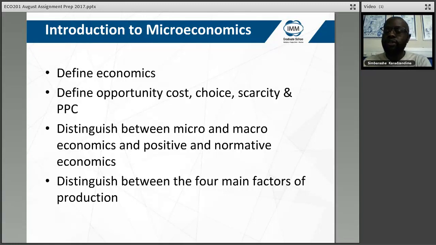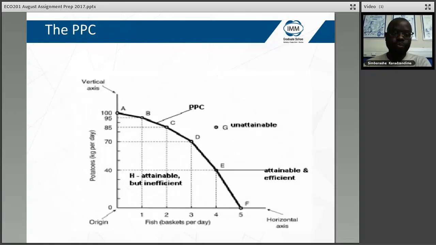There are several definitions of economics, but they all address the issue of limited resources versus unlimited wants. As we proceed, we are going to define the important concepts of opportunity cost, choice, and scarcity, and we are going to use a PPC to aid our explanation. We are also going to look at some important concepts of economics, and at the four main factors of production, which are the resources that exist in limited quantities.